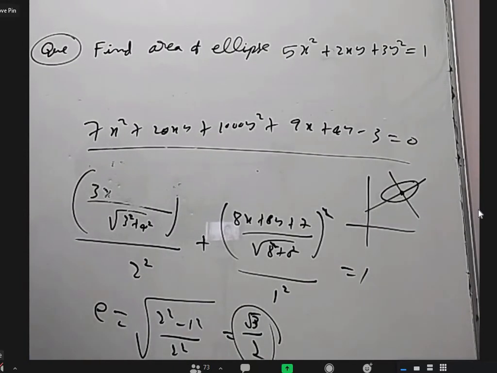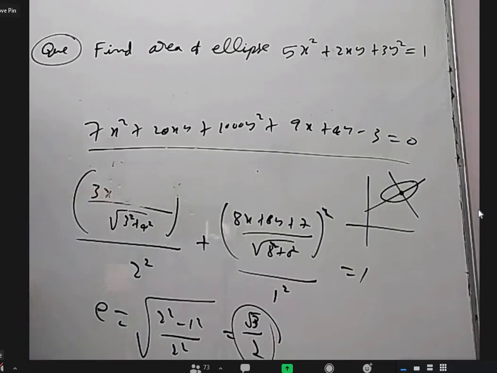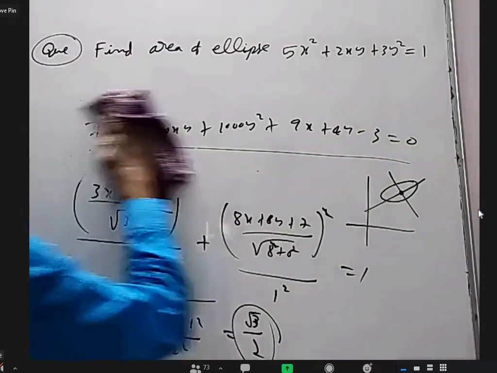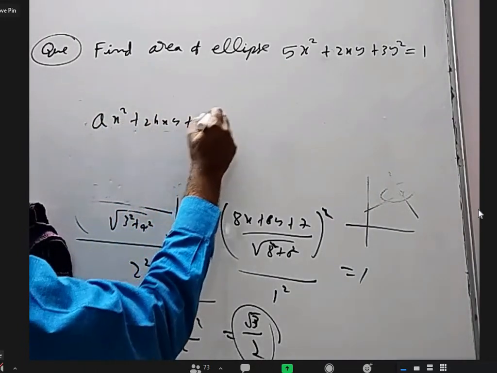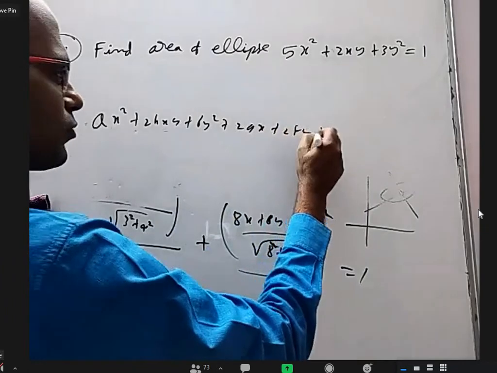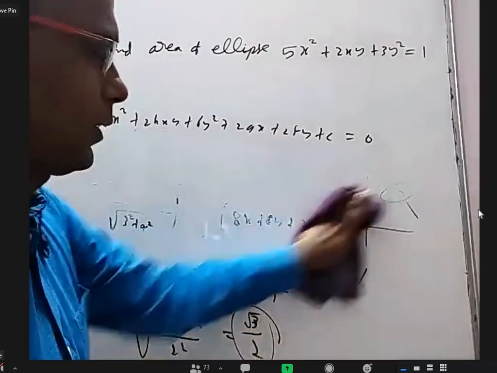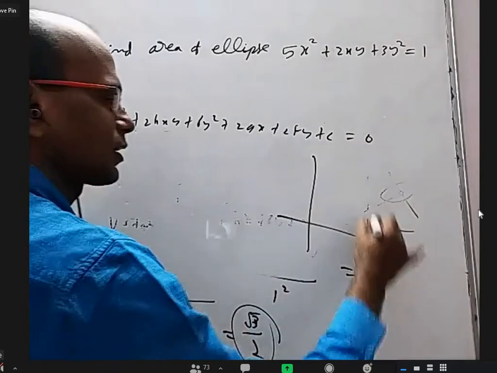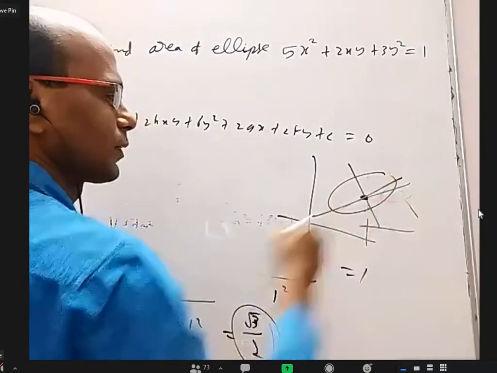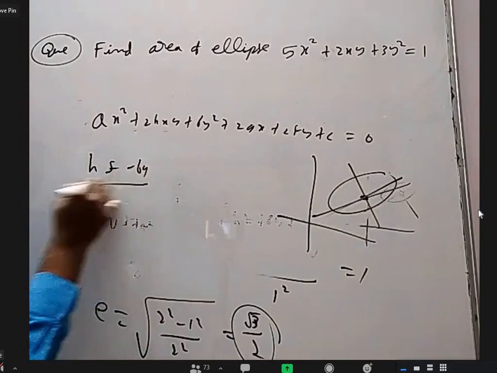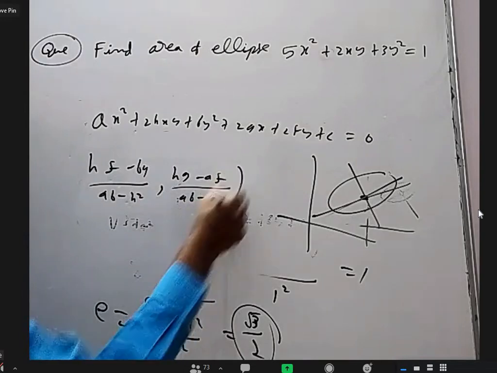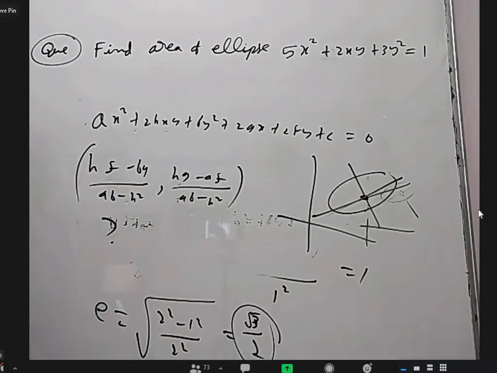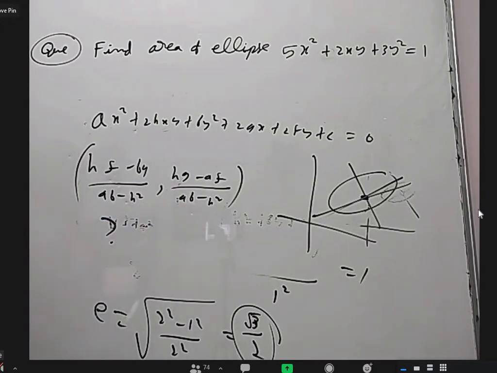Sir, one standard. If you take an ellipse equation as ax square plus 2hxy plus by square plus 2gx plus 2fy plus c equal to 0, the center of this rotated, translated ellipse is (hf minus bg) by (ab minus h square), (hg minus af) by (ab minus h square). Why? This is something you had before, not a new thing, right? Yes, sir.